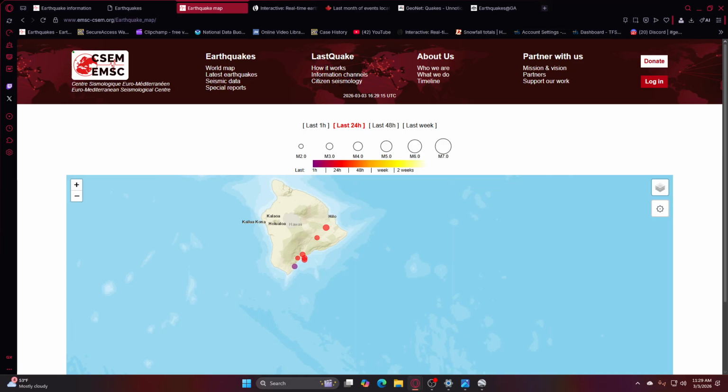Svartsengi, Iceland is on high alert. Significant magma accumulation makes a new fissure eruption likely in the coming days. Mount Etna in Sicily, Italy is active, continuing its intense 2026 phase with fresh lava flows and ash emissions visible from Catania.